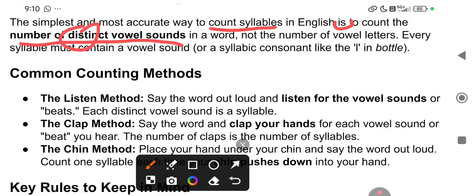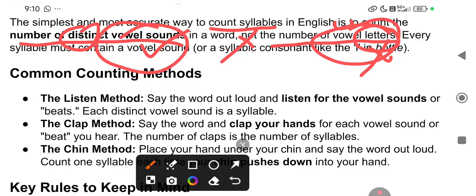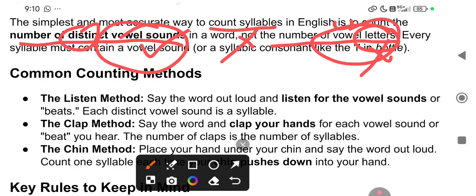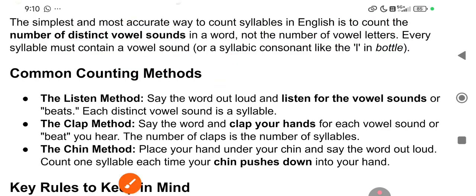So that's distinct vowel sounds, not the number of vowel letters. Not letters, but sounds, vowel sounds, not vowel letters, right? The important thing is vowel sounds, not vowel letters, okay? Letters should not be counted.